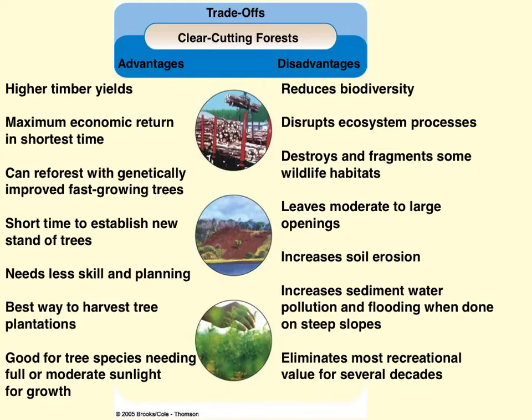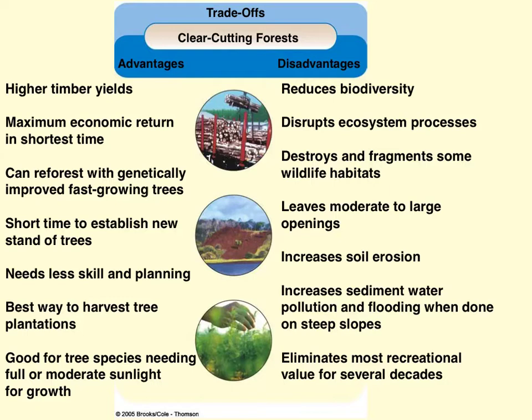It maximizes economic return in the shortest time, and you can reforest with genetically improved, fast-growing trees, so that's a healthy alternative if they reforest it. It takes a short time to reestablish new stands of trees because it's secondary succession. It needs less skill in planting. It's the best way to harvest tree plantations, the easiest, and it can provide space for tree species needing sunlight. So basically, we start from scratch. There's a lot of areas for growth.